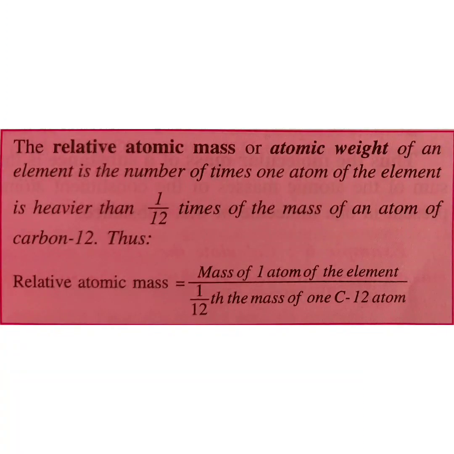Now let us see another concept, which is relative atomic mass or atomic weight. The relative atomic mass or atomic weight of an element is the number of times one atom of an element is heavier than 1/12 times the mass of an atom of carbon. Thus, relative atomic mass is the mass of one atom of the element divided by 1/12 the mass of one carbon atom.